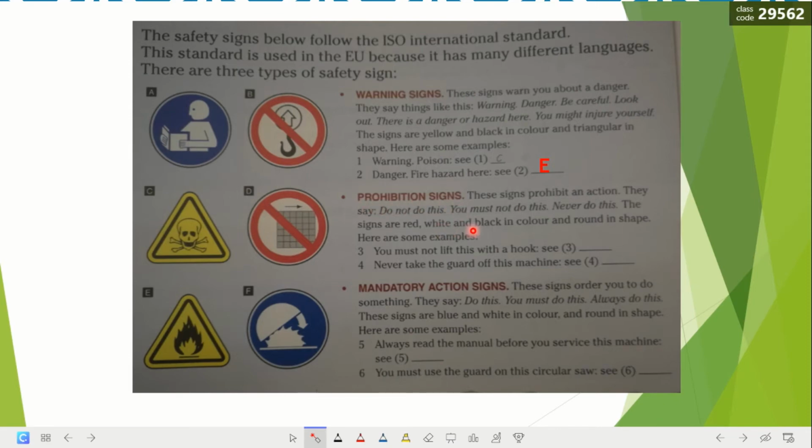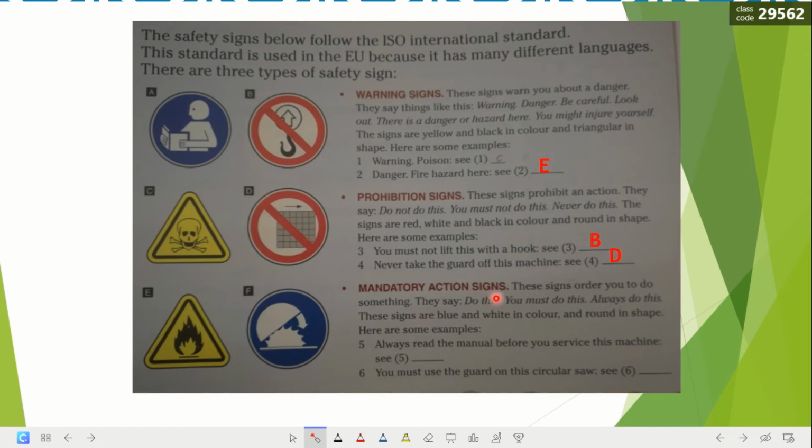Prohibition signs, what color are they? They are red, white, and black. And the 2 examples are here. 3, you must not lift this with a hook. And this is picture B. 4, another example, never take the guard off this machine. And this is D. Very good.